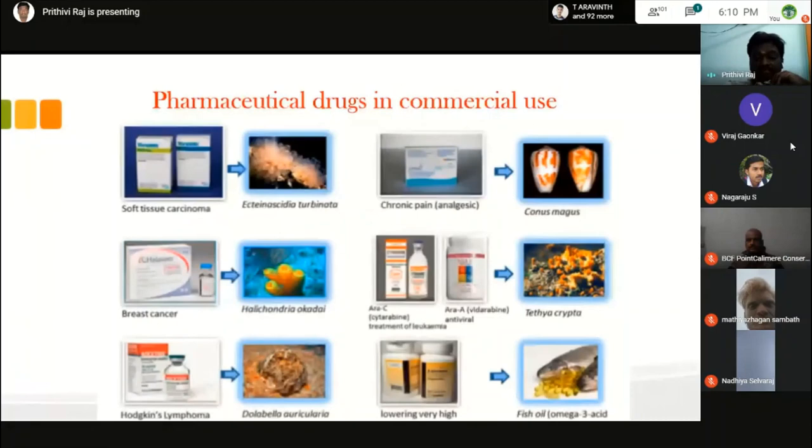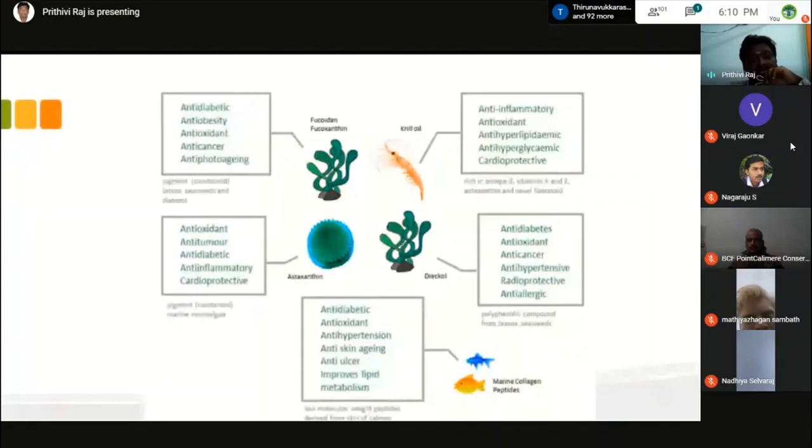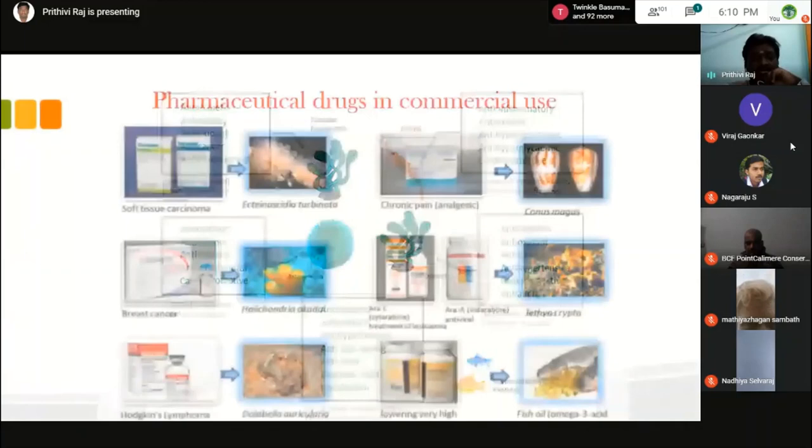The marine sponges contain some anti-diabetic and anti-obesity activity; these are the active components. But before that, I am saying what drugs are present in commercial use, which are available in the market.